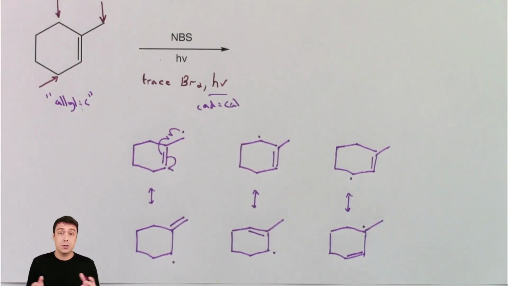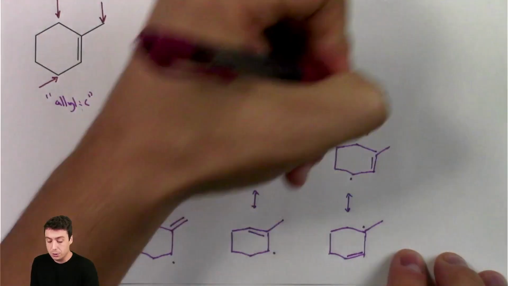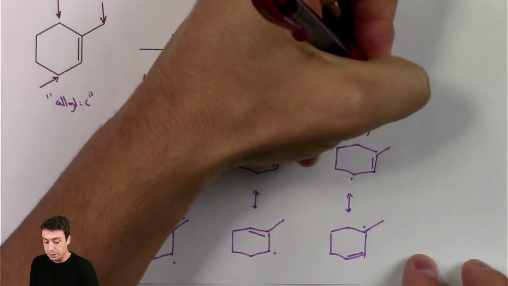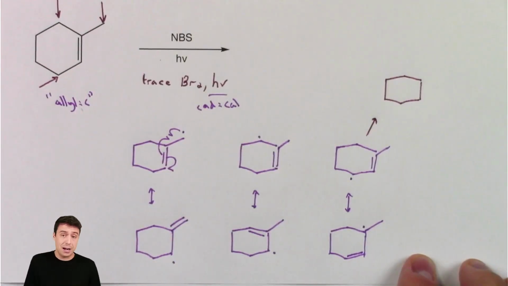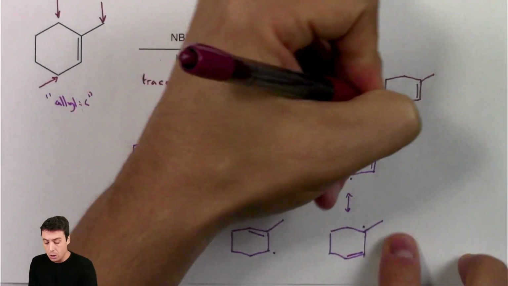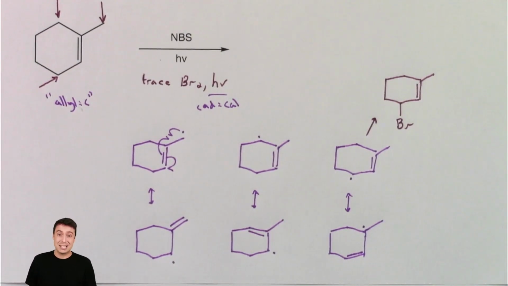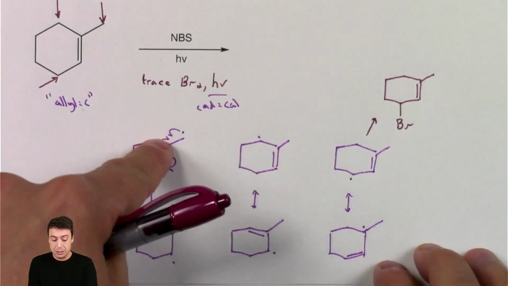Now, I'm not going to draw all six products because we have to move on. We have other stuff to do. But what you want to do is, each one of these intermediates could be where you put a bromine. So your product is not the radical. Your product is putting a bromine at that carbon where you had a radical. So there you go. There's one of your six potential products.